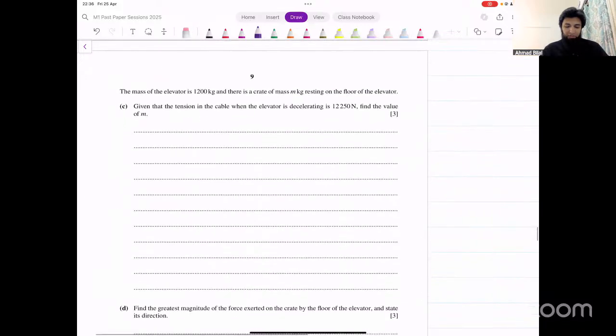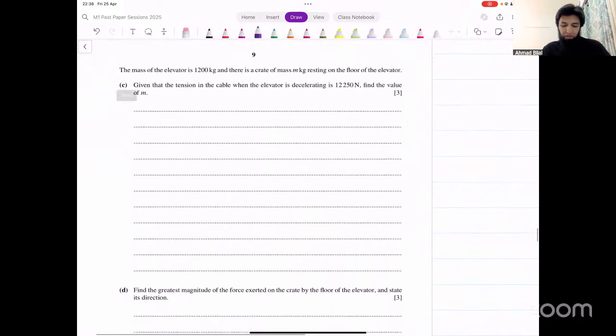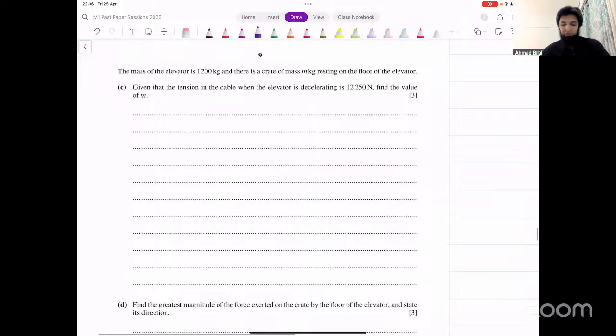Now it says the mass of the elevator is 1200 kilograms, and there's a crate of mass m kg resting on the floor of the elevator. Given that the tension in the cable when the elevator is decelerating is 12,250 Newton, find the value of m. Okay, now how do we think about this? We can draw a diagram. We can say this is the elevator. Inside the elevator, we have a crate of mass m kilograms.